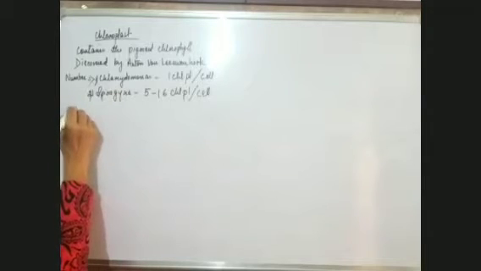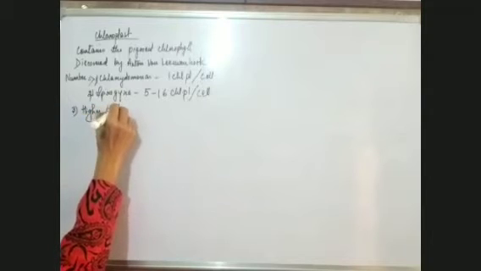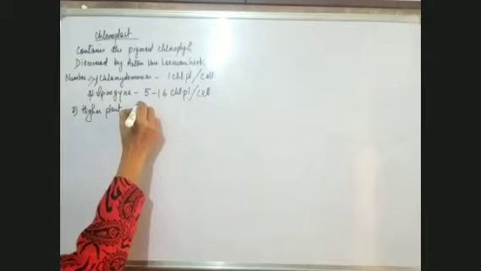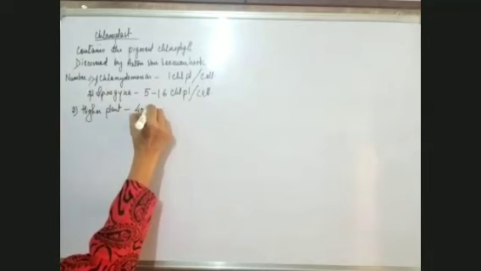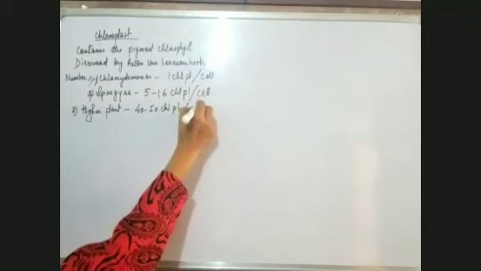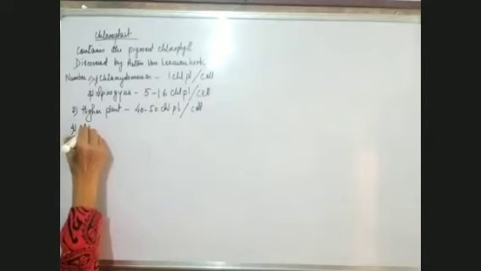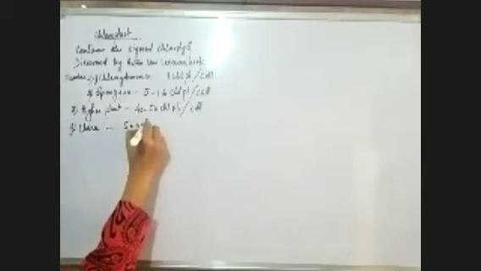The third one is higher plants. I'll write here the higher plants. They can have about 40 to 50 chloroplasts per cell. They can have this much. Then there is one organism which is Chara. This has about 500 chloroplasts per cell. So this is about the number of chloroplasts.